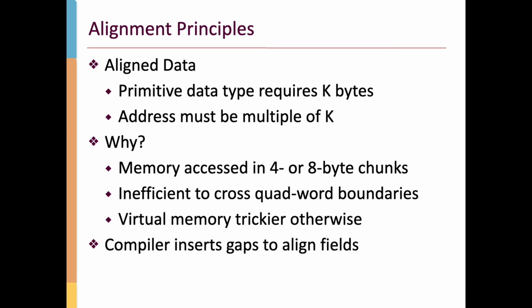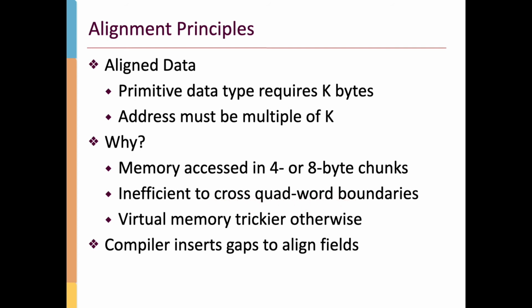Here are some common principles for how we need to worry about alignment of values in memory. The way you can think of aligned data is to say that each of the primitive data types has a requirement for k bytes of data. And the notion of alignment that we just talked about says that the address has to be a multiple of k. The reasoning behind this is that the processor is actually going to access memory in 4 or 8 byte chunks. And we'll talk about this more when we start talking about caching. It's really inefficient for the processor to have to access memory at locations that cross these quad word boundaries.